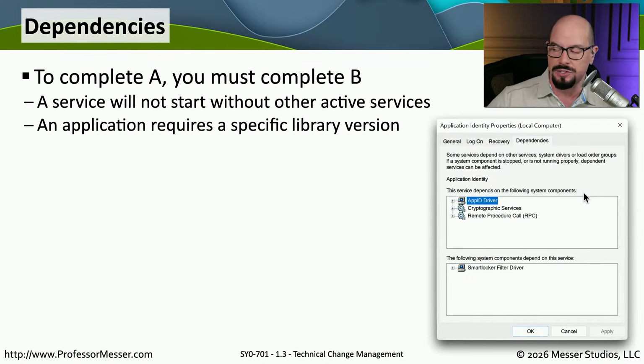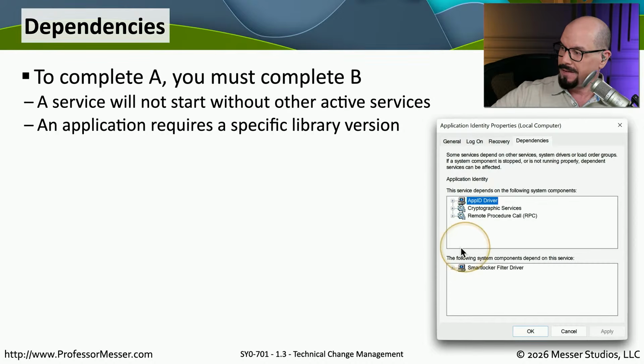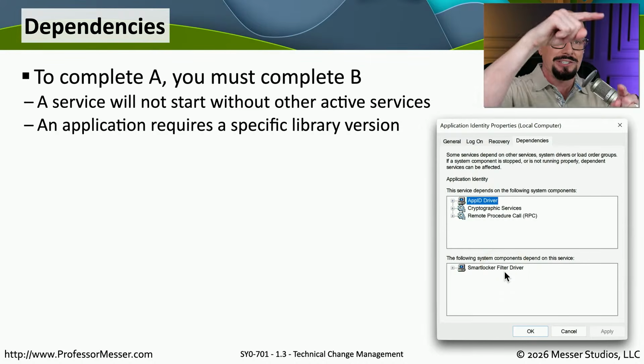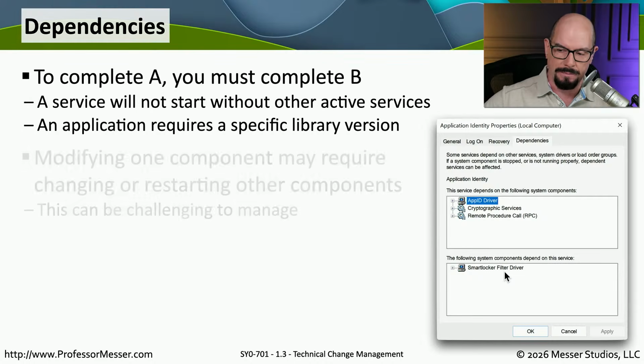So if you tried to start this service and the app ID driver wasn't running, the cryptographic services were not running, or the RPC service was not running, then the service itself would not be able to run because it relies on all of these to be able to work. Windows also tells you that the following system components also depend on this service. So it's actually a chain of services that have to be running just to get certain applications to run properly. You really need to understand these dependencies if you're performing an update, because that will be incredibly important.